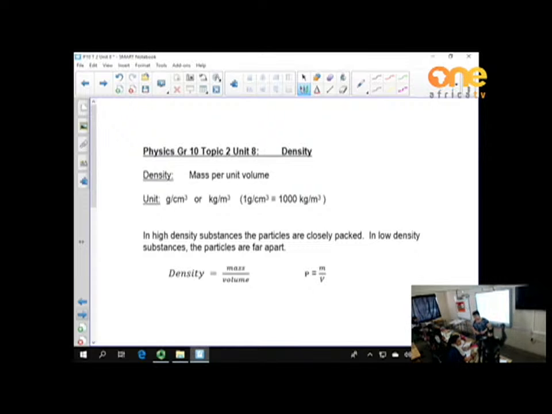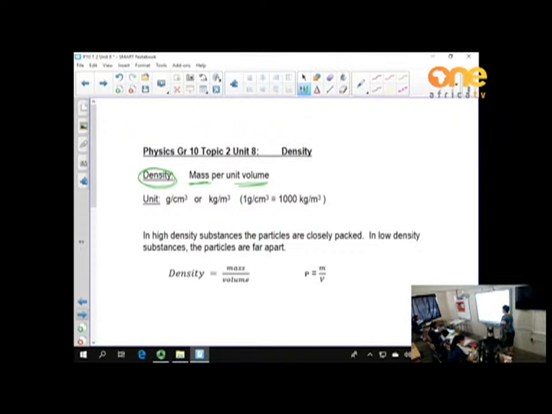Okay, grade 10s. I want to carry on with density. That's the next unit, unit 8. Now, when we start off with a new concept, density, there's always a definition. What is the definition for density? It is the mass per unit volume.